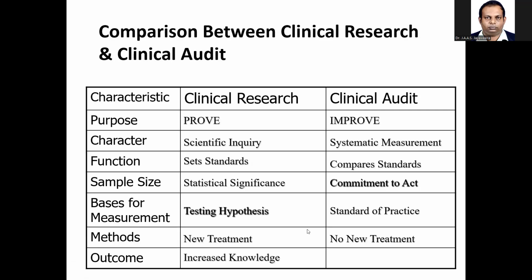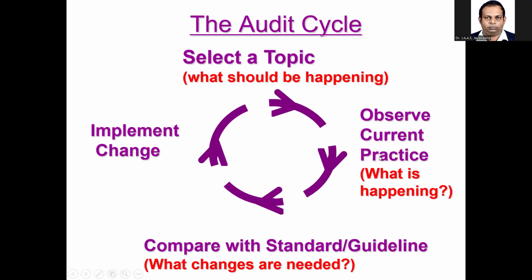What has happened? So here, improve the practice. That's how it goes. So this is a real audit cycle. Select a topic, observe the current practice, what is happening, compare with the standards, implement change, then allow some time and re-audit.